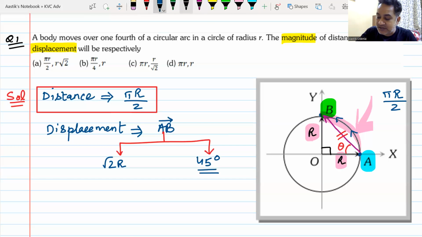This angle was not asked in any case. So we only need to find out this answer, which is root 2 R. And that is how we solve this question. Remember, in the paper, they might not ask you the direction, but we must always think about the direction of a vector whenever we deal with vectors. We understand this?